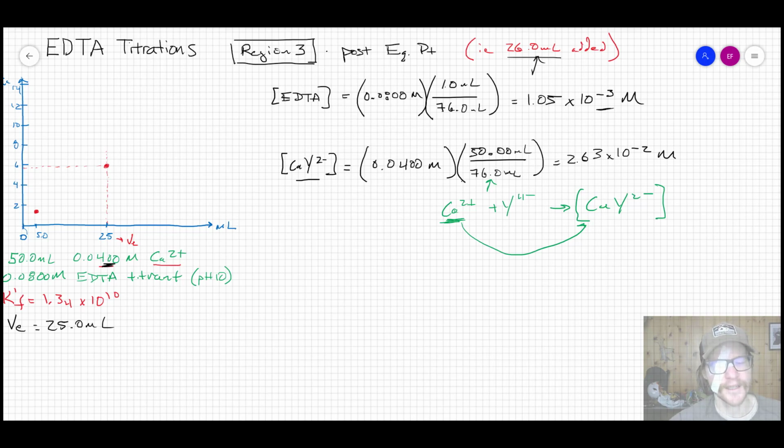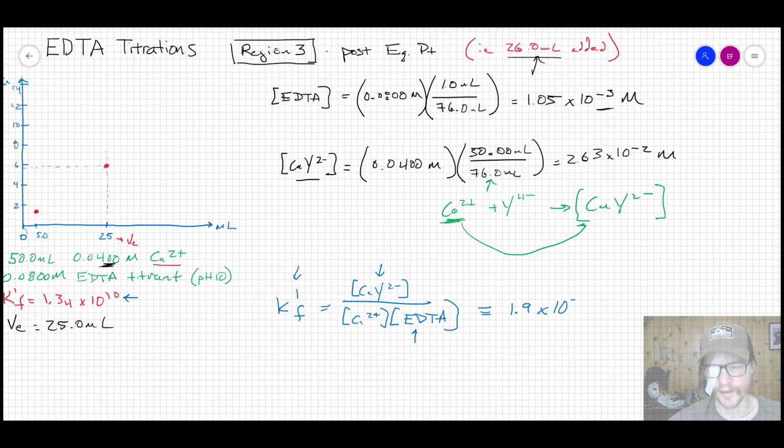And so the last step here then is that we know the equilibrium concentration using the adjusted Kf value is going to be equal to our CaY2- divided by calcium 2 plus times EDTA concentration. We know this value, we know this value, and we know this value. So you can plug those values in and use our original Kf value, which was that 1.34 times 10 to the 10 here, and we can solve this for calcium. That gives us a 1.9 times 10 to the minus 9 molar.